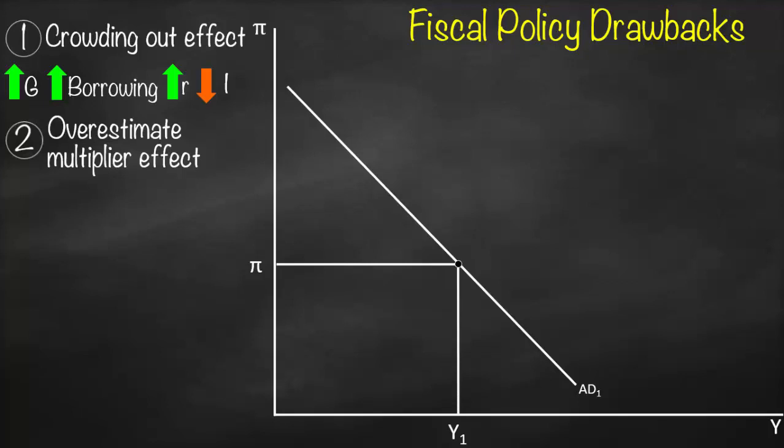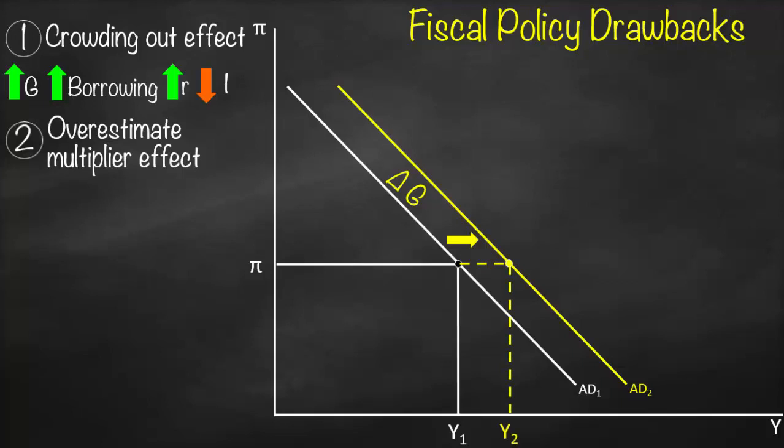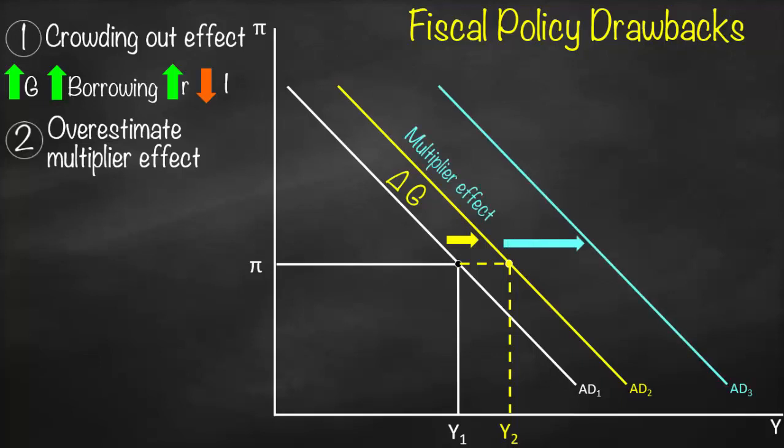Let's assume that the government is going to use an expansionary fiscal policy and increase government spending. So our aggregate demand curve will shift to the right to aggregate demand 2. Then we will have higher output. But also because of the multiplier effect, our aggregate demand will keep shifting to the right with a bigger shift here, and we will have aggregate demand 3, and this will be our output, which is Y3.